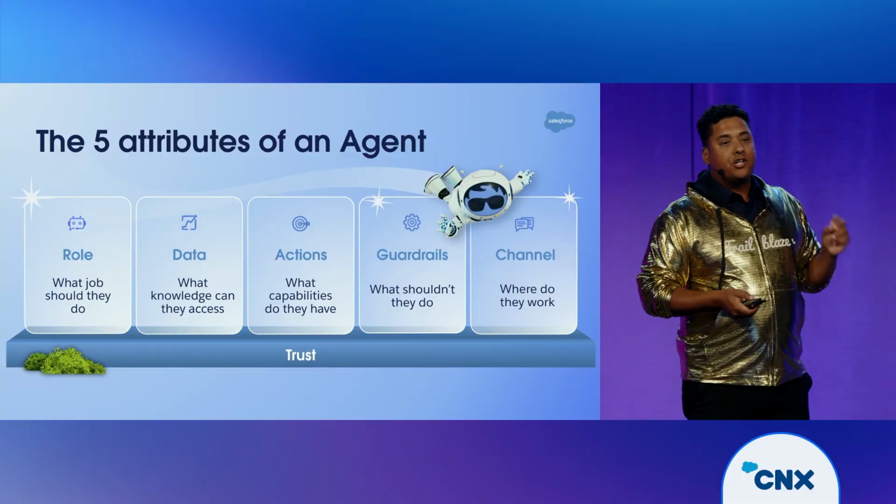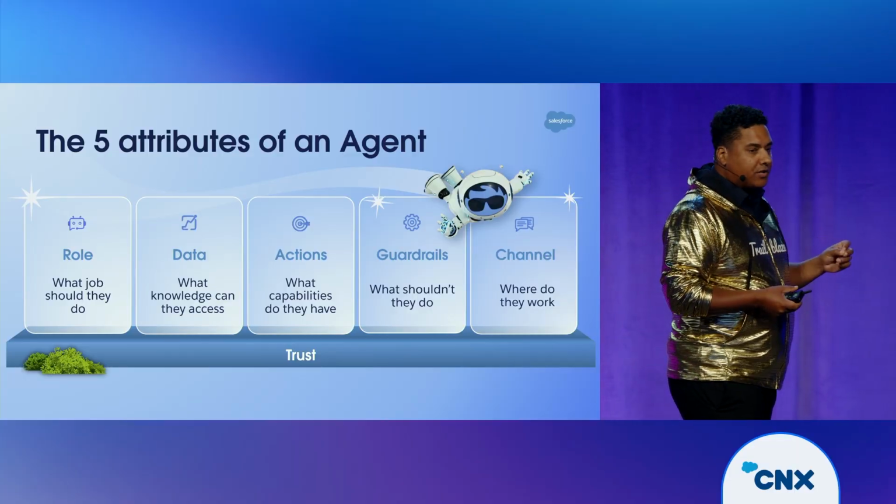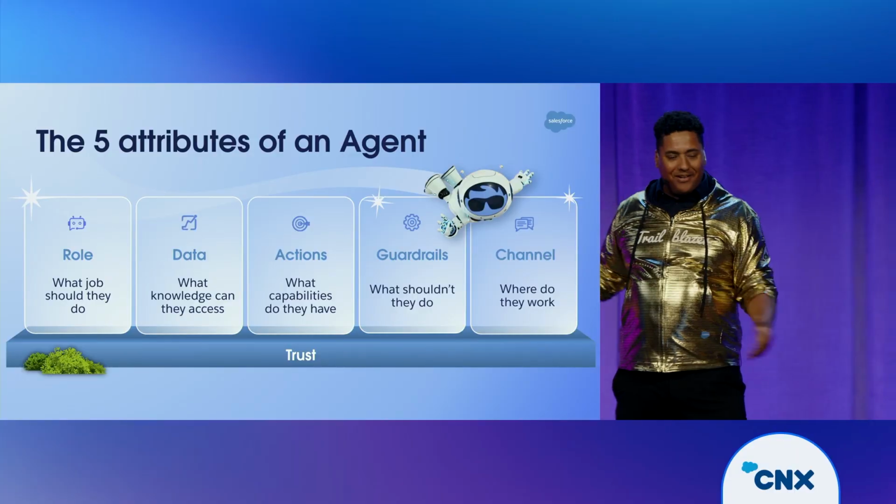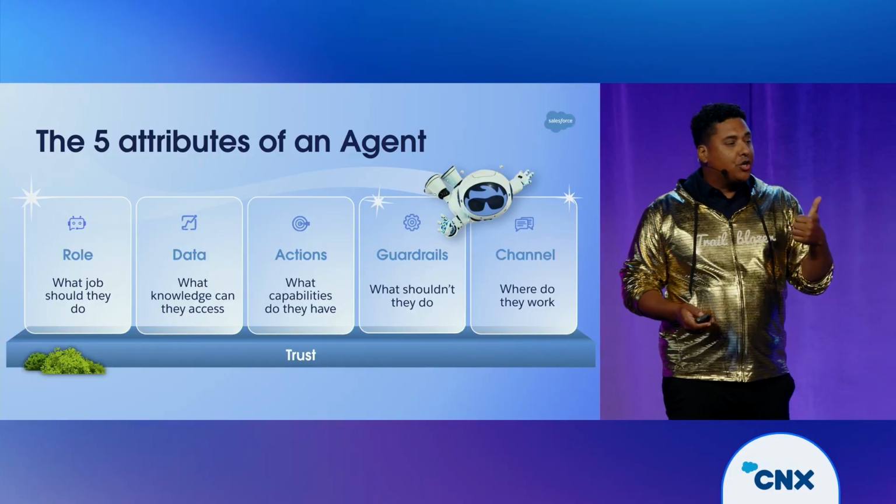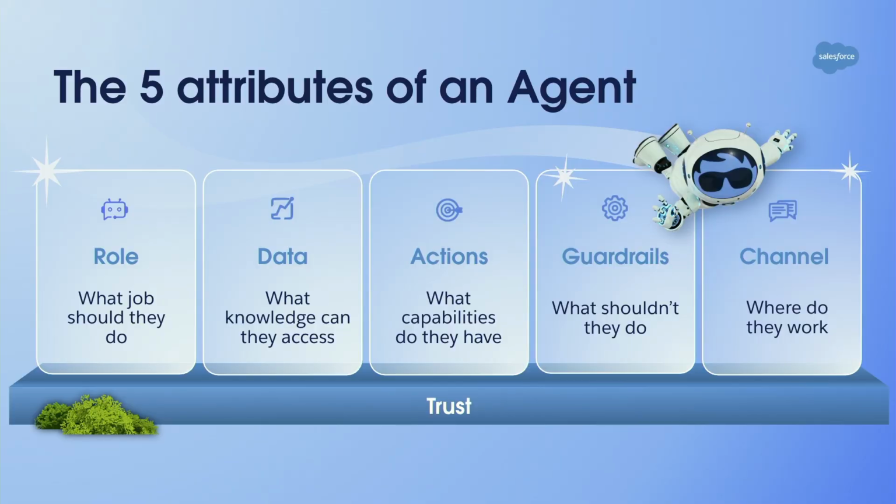So the 5 attributes of an agent, according to Salesforce, and you see trust is at the bottom of it. First, making sure that we're defining a role for the agent. That agent needs to know what its job is. Second, we need the data. That's the resources, right? If we don't have the data and the resources, the responses that we're going to get are always going to be either really vague or really risky for providing us reliable results. So the data that we feed it is going to be very important.